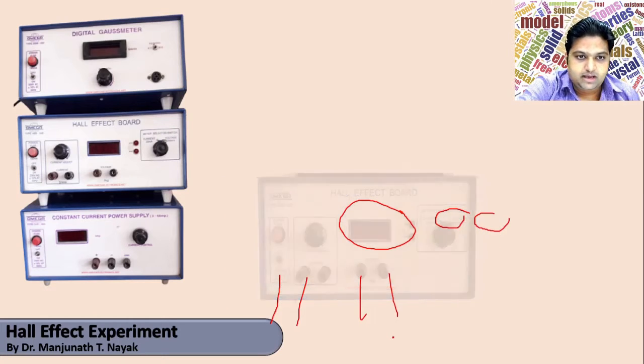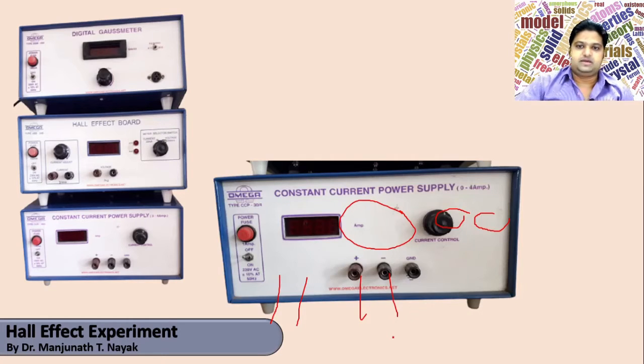Fine. And lastly, we have the constant power supply. This is very easy. The 2 probes from the electromagnet will go to the positive and the negative terminal, and the current that will be varied here is discussed in the experimental section. And this is the current control knob, and that's it.